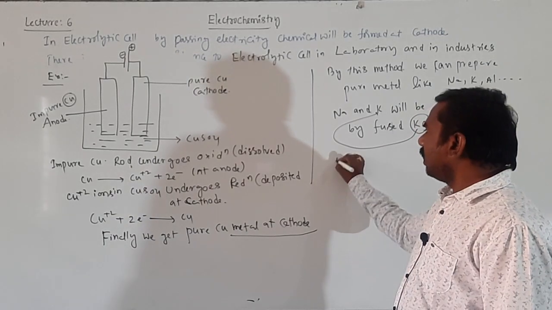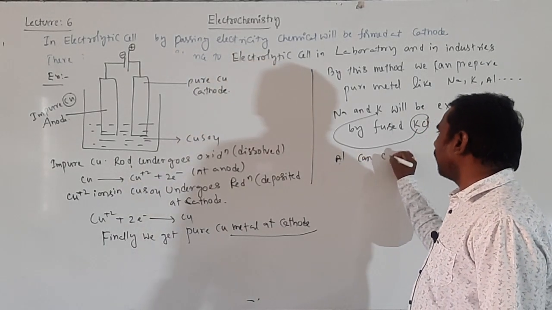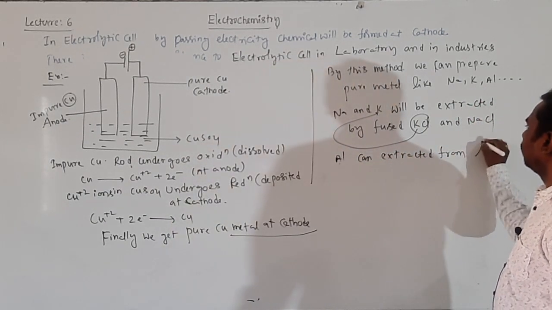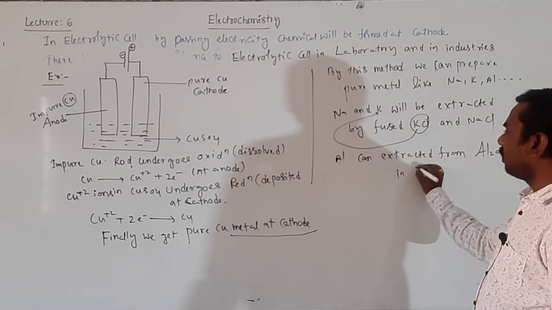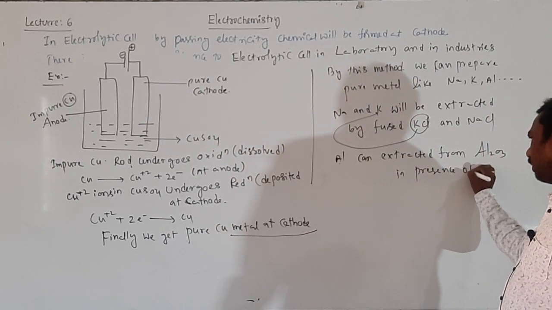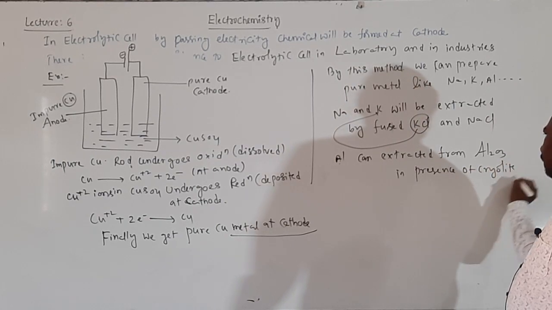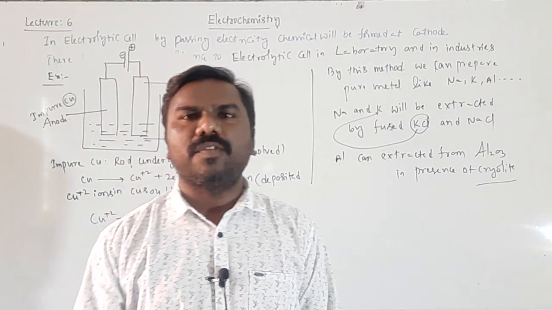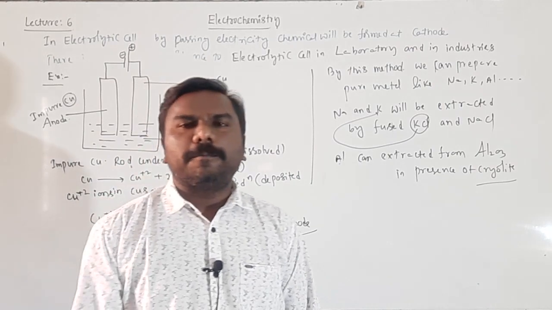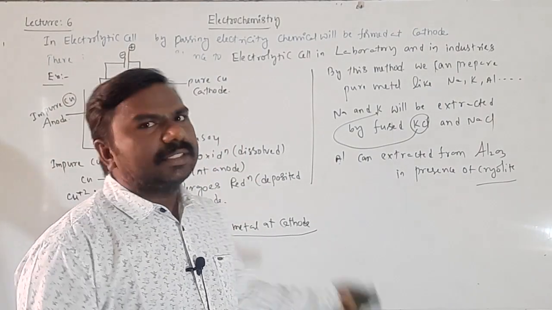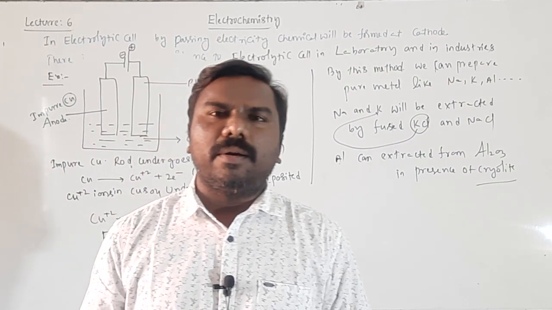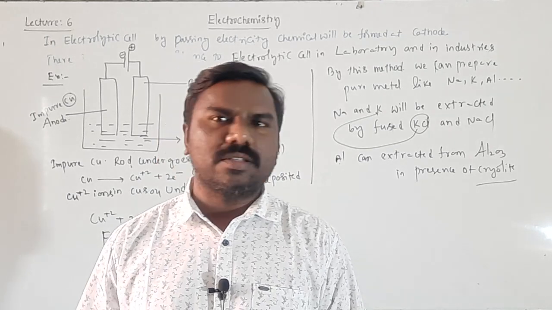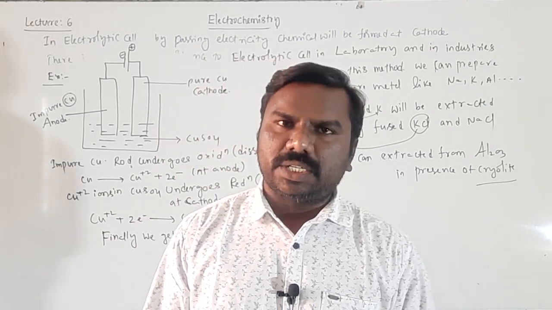Next, aluminum can be extracted from Al2O3 in the presence of cryolite. Cryolite means Na3AlF6, which increases the conductivity of aluminum ions. Okay. So by this method you can extract metals from their oxides or chlorides or fused electrolytes, whatever it is.